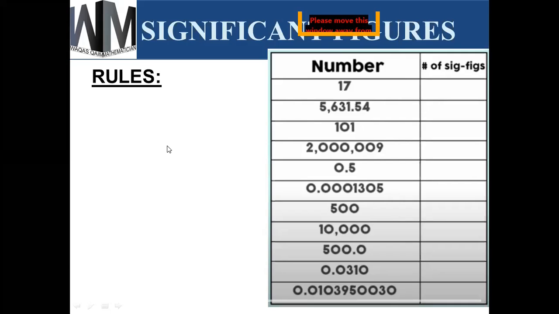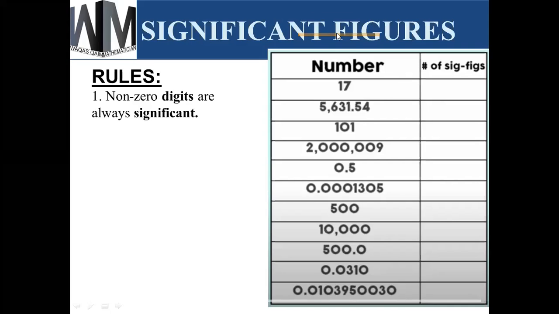So the first rule of significant figures is: all the non-zero digits are always significant figures. Despite their positions, despite the type of the number, whenever a non-zero digit, meaning from 1 to 9, is written, it must be counted as a significant figure. Any confusion with this first rule?